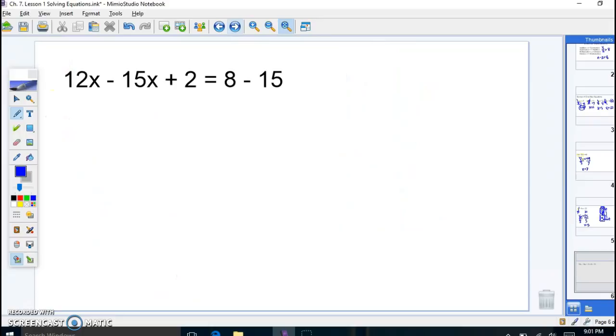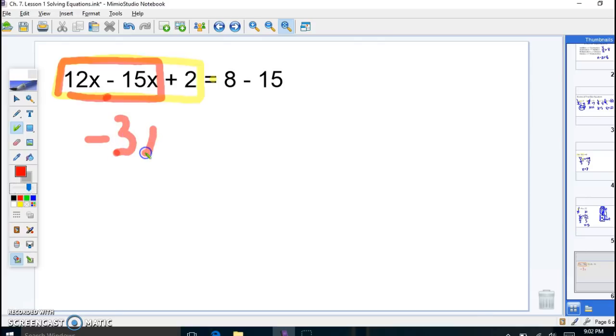Now in this problem, you'll see that there's lots to simplify. First of all, we have our equal sign here. We need to simplify everything on the left side of the equal sign first. So we need to identify what other numbers have that x. Well, these two have an x, but the 2 doesn't. So we need to start off by doing 12x minus 15x. Well, 12 minus 15 is negative 3x. We still have plus 2.